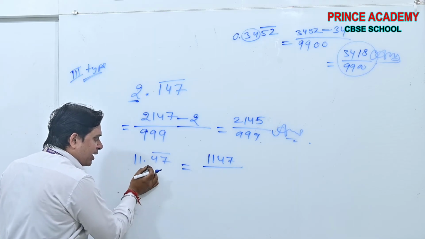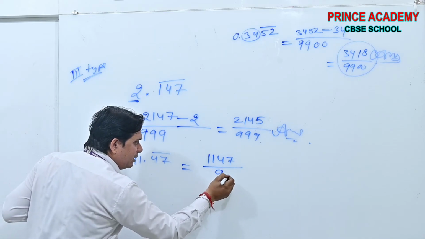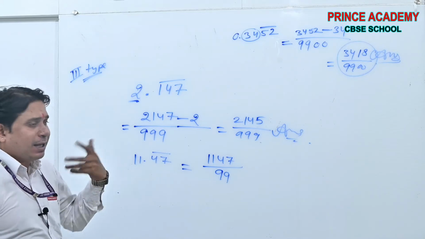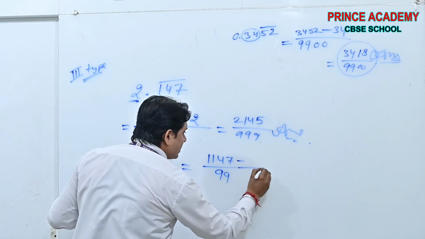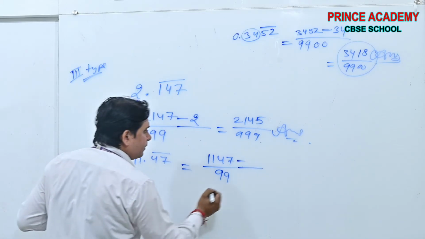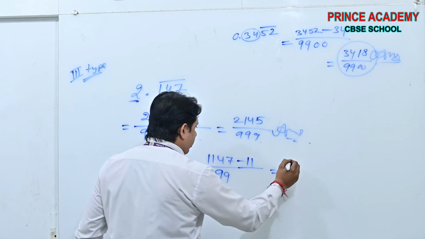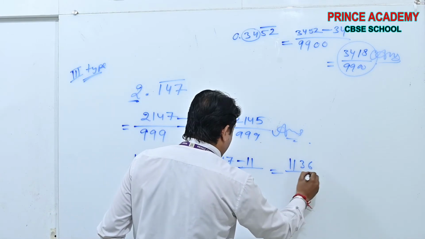Denominator depends on after decimal. After decimal, 2 are repeating. No, not repeating. Leave the zeros. Minus. Before decimal part is 11. What will it be? 1136 by 99.